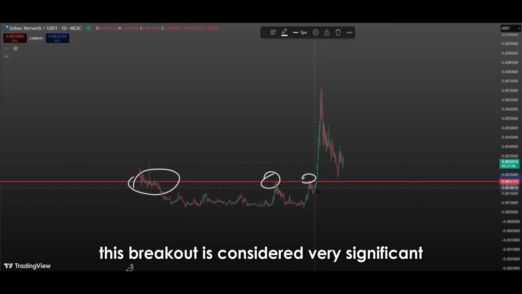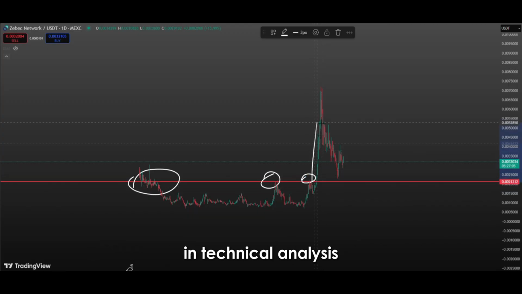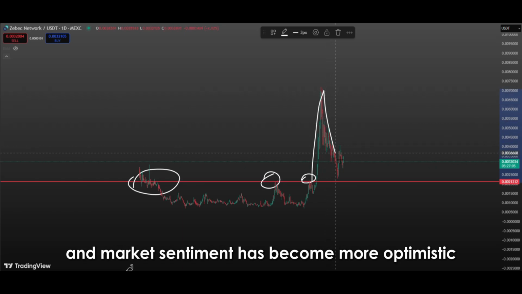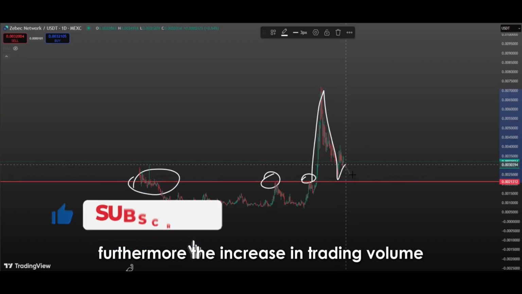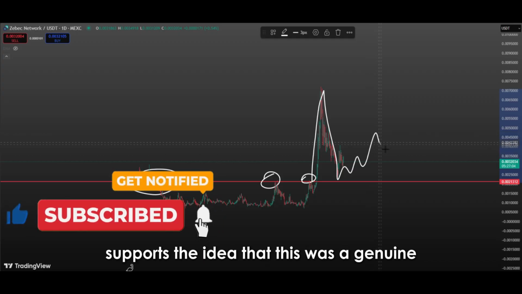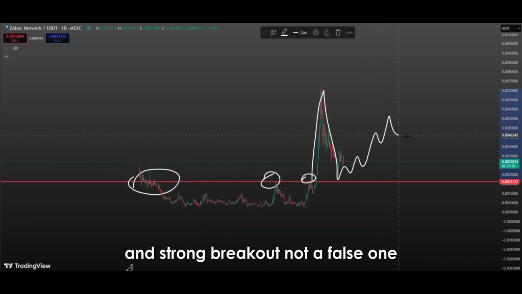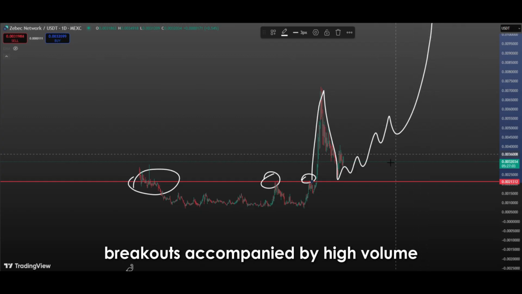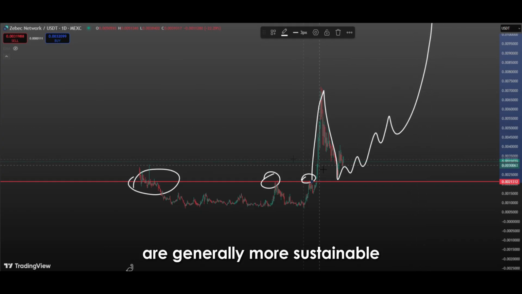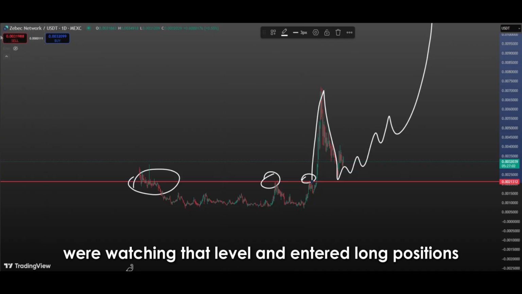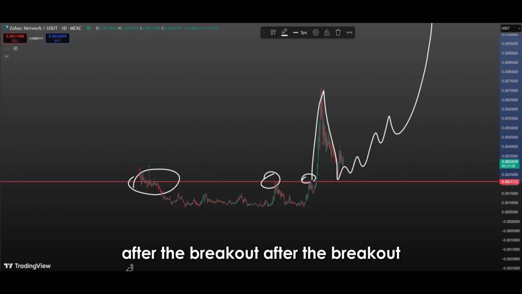This breakout is considered very significant in technical analysis as it signals that buyers have gained control and market sentiment has become more optimistic. Furthermore, the increase in trading volume observed during the breakout supports the idea that this was a genuine and strong breakout, not a false one. Breakouts accompanied by high volume are generally more sustainable, as they indicate many market participants were watching that level and entered long positions after the breakout.